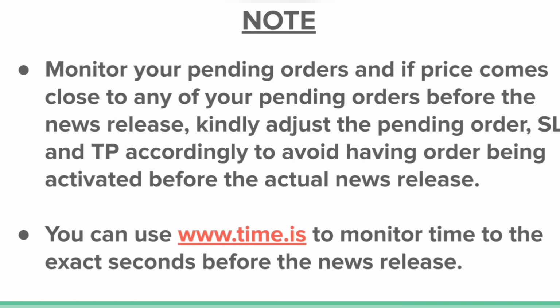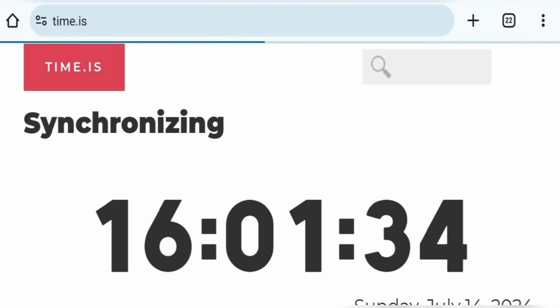So in doing that, we use this website called time.is, www.time.is, to monitor the time to the exact second before the news release. When you come to time.is, what this website does is synchronize to your time zone. See, as I'm opening it now, it's synchronizing to my time zone using my IP address. After synchronizing, put it on your browser. It will show you the exact time: this is hours, this is minutes, and this is seconds, to the exact second of your time zone.